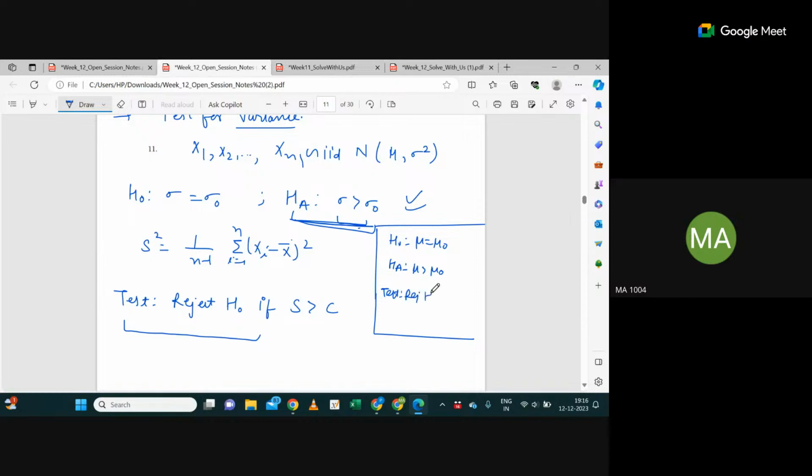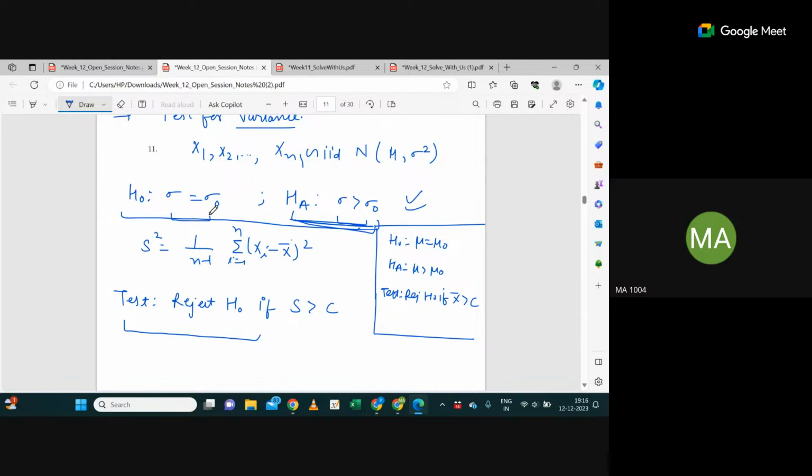You will reject H0 if X bar is greater than some C. Here I'm talking about standard deviation or variance, you can say. I have made a claim, sigma is some sigma naught, or sigma square is some sigma naught square. You can take either. Then similarly, I will test, and my test will be to reject my H0 if X bar is greater than C.